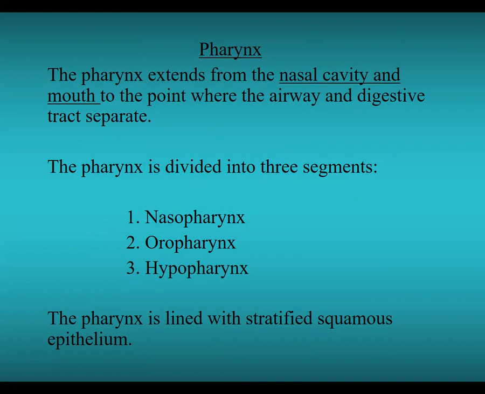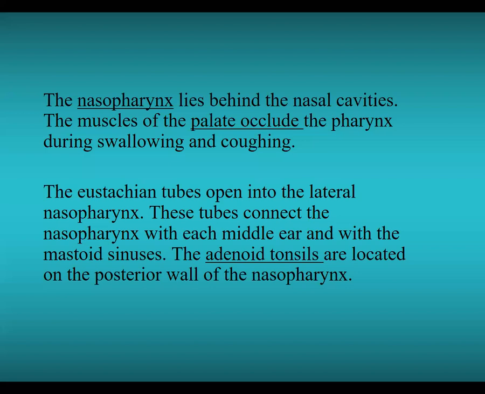Okay. So the pharynx is lined with the stratified squamous epithelium. Every area in our body, actually on the inside, has some type of tissue or muscle that lines it. That's what helps to make it flex and contract and all that stuff. You got to have something there.